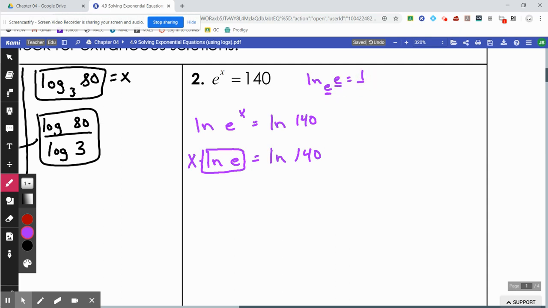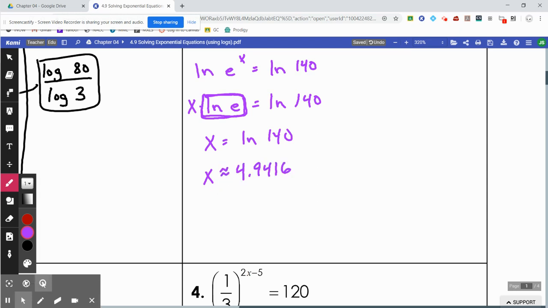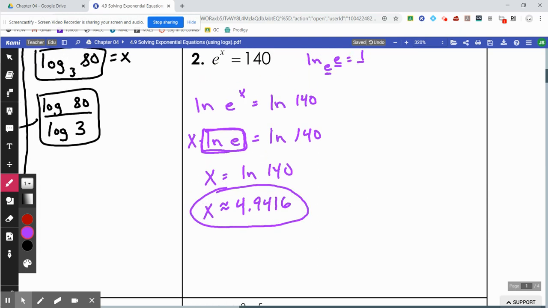Well, that's 1. So therefore, over here, you have x times 1, or just x, equals the natural log of 140. You can type this straight into your calculator now. The natural log of 140, you're going to get about 4.9416.